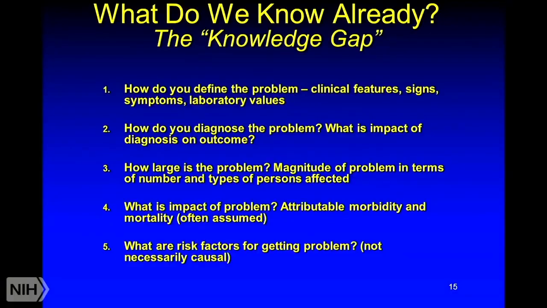So the next thing is, how big is the problem? Is this a really common problem so that the number of people affected is very high and would have a bigger public health impact, or is it something that's rare, but even if it's rare, has a huge impact on the people that actually have it? And that's the fourth question, is looking at the impact in terms of attributable morbidity and mortality. And this is often assumed in terms of people will say, well, disease X is very prevalent. But if the more minor stages of that disease are prevalent, then it's not as big an issue.